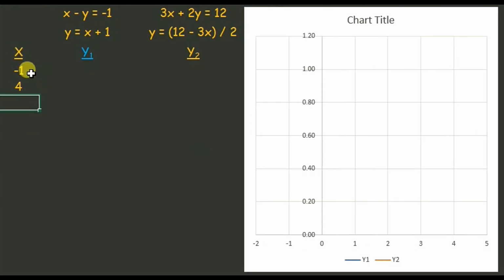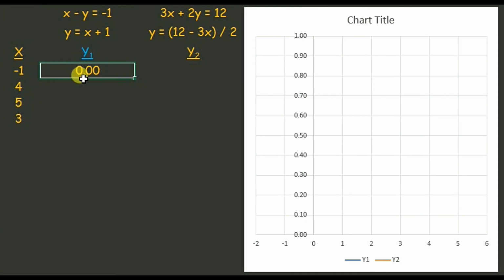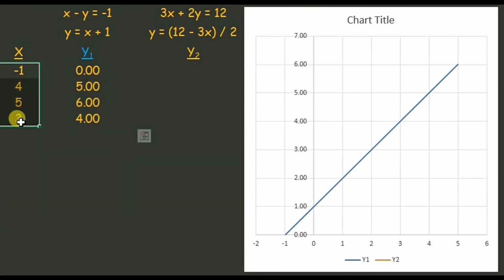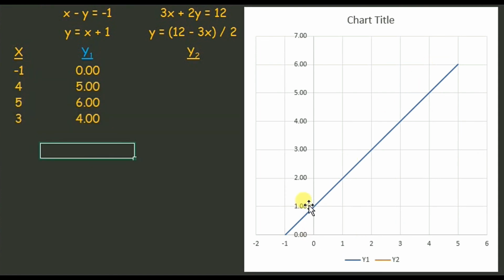So these two values I have taken. Third value I can take, say 5. Fourth value is say 3. Now putting negative 1 into this will give me y as 0. Let's plot 4, 5 and 3 also. So I have all these values here. From these x values I have these y1 values, which give me this line here. We can see this line is intersecting the x-axis at negative 1. When x is negative 1, y is 0.